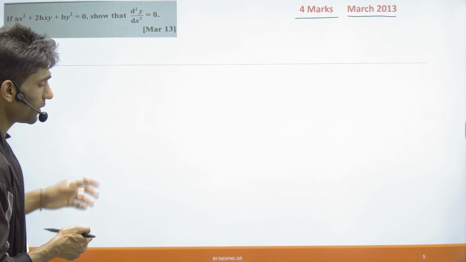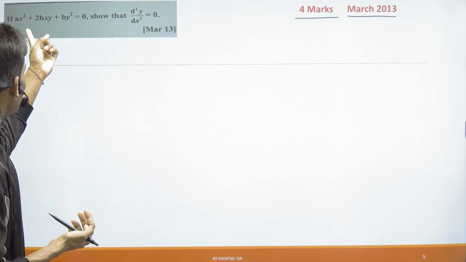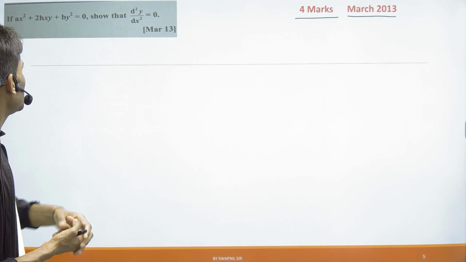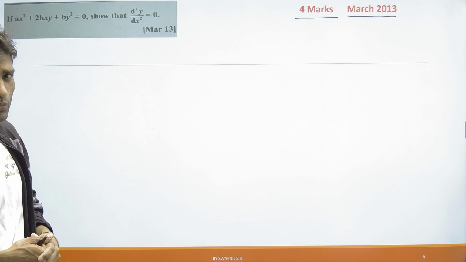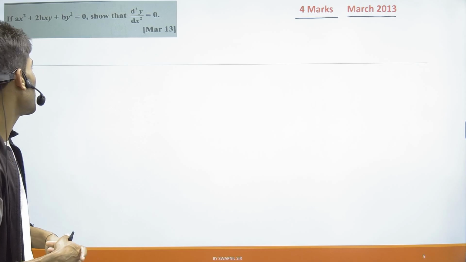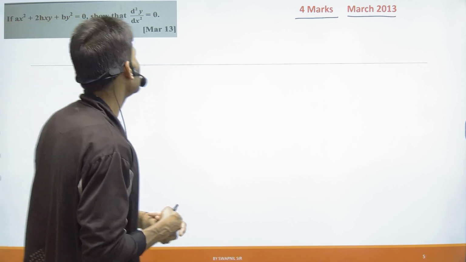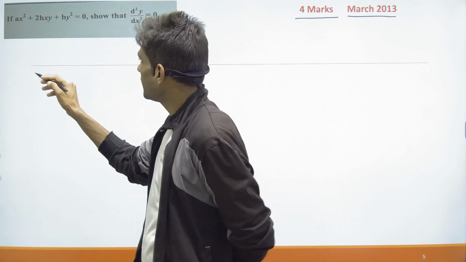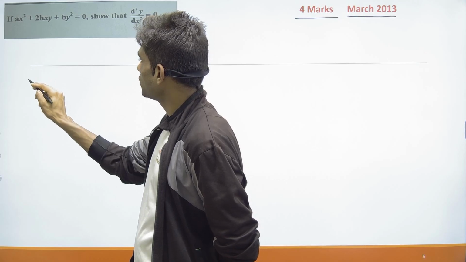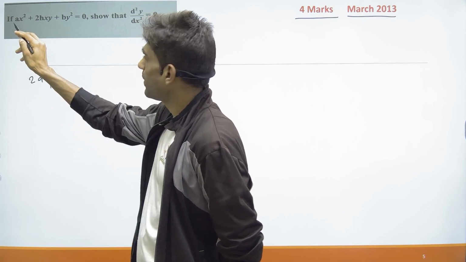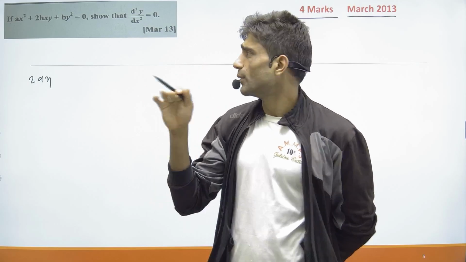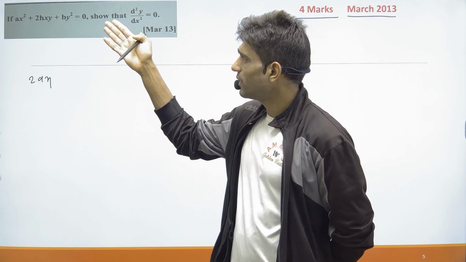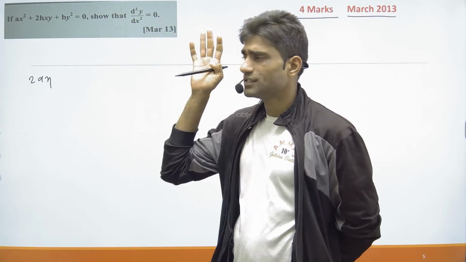So for finding the differentiation, our function says that x square plus twice of hxy plus by square is equal to 0. First of all, find the differentiation with respect to x. So we get dy by dx as we differentiate directly: 2 times ax. I'm taking the differentiation directly into the steps, because if you go through the separate d by dx and then their differentiation, it will take more time.